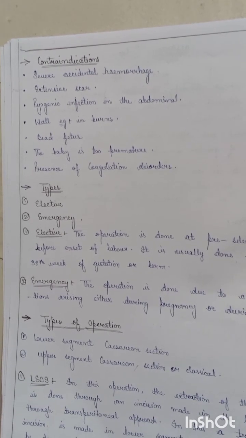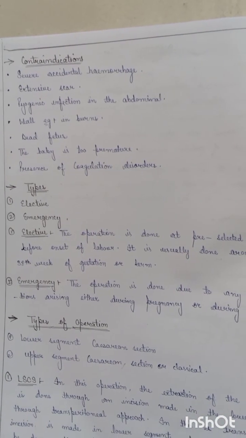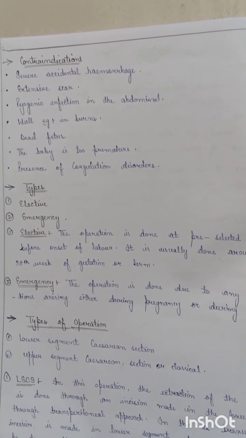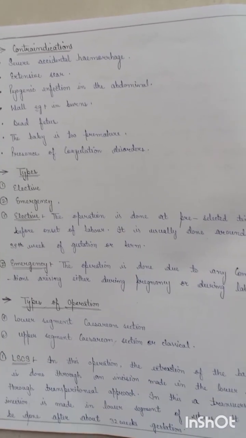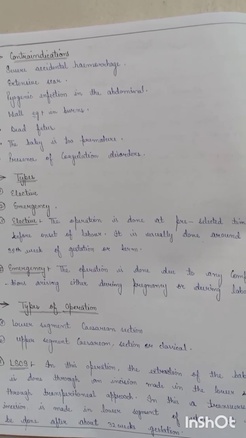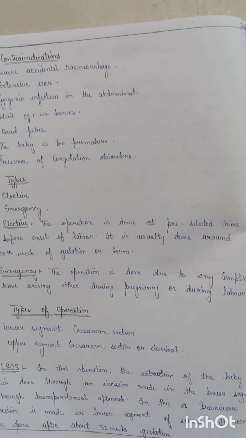Types are elective and emergency. In elective, the operation is done at a pre-selected time before onset of labor. It is usually done around the 30th week of gestation or term. In emergency, the operation is done due to any complications arising either during pregnancy or during labor.